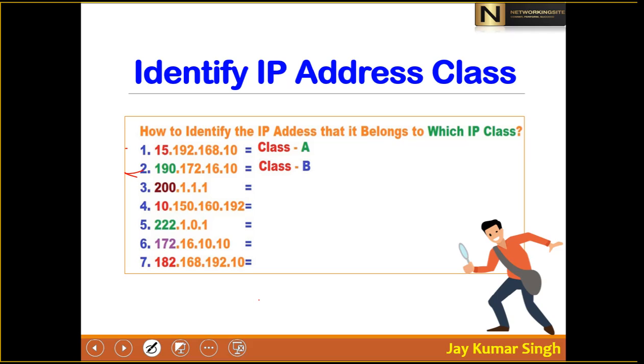Sorry, B. Okay, what is the confusion here? Let me tell you. Whenever I want to identify the class, I will see that an IP address has 4 octets, so I will only check my first octet to verify the class. That's it.